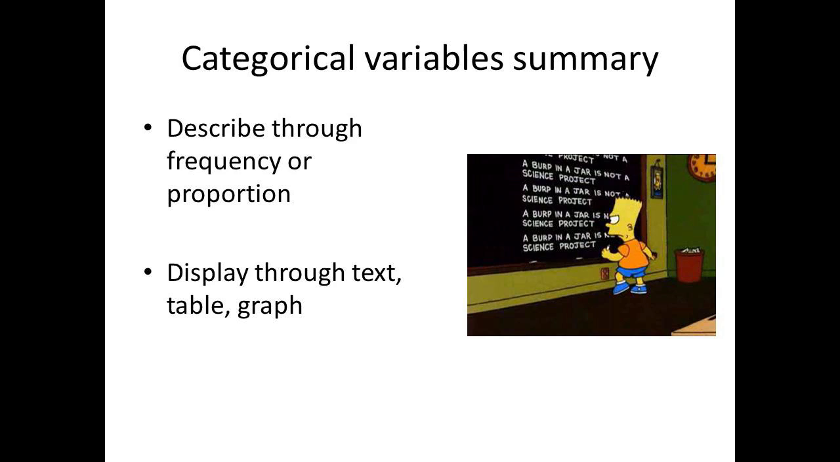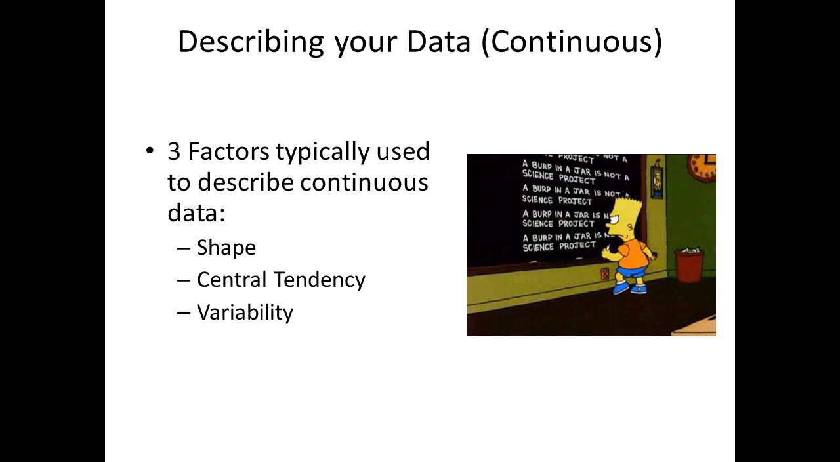So to summarize, if you have categorical data, you can describe it through frequency or proportion, and then you can display it through text, tables, or graphs. Now, when it comes to continuous variables, it's a little different. For categorical variables, we could basically choose between 2 different ways of describing data. But for continuous variables, there are three things that we need to use, and we need to use them every single time: shape, central tendency, and variability.